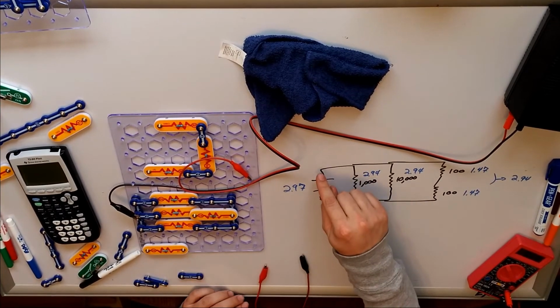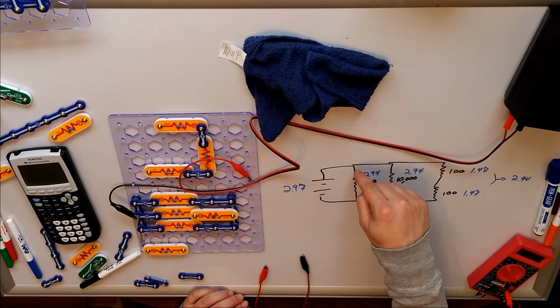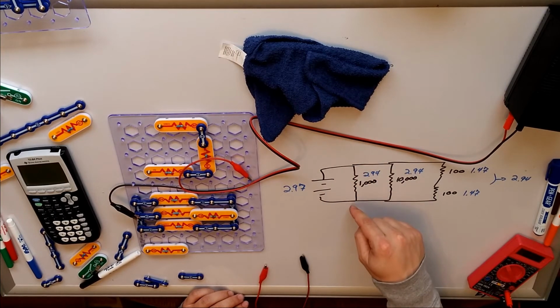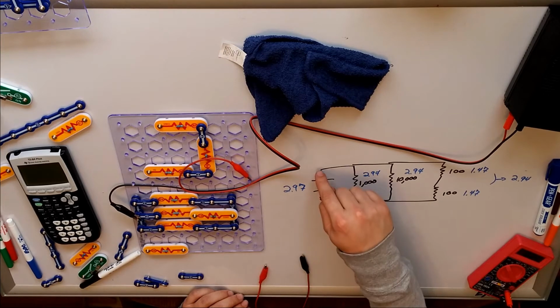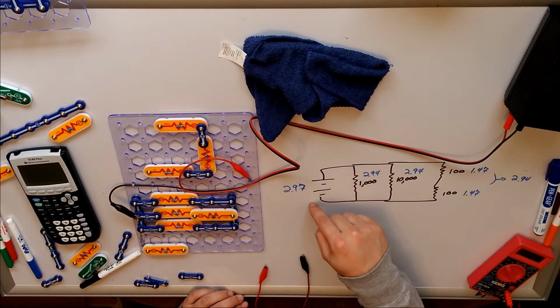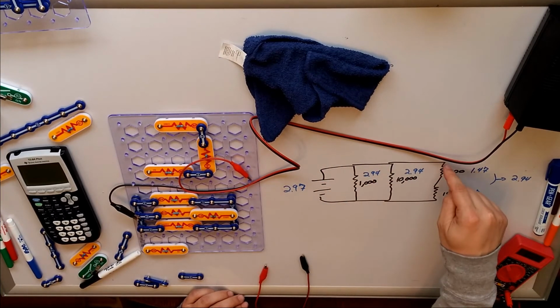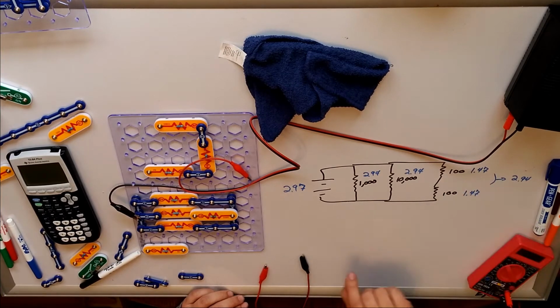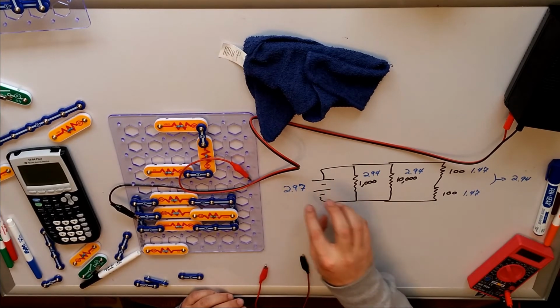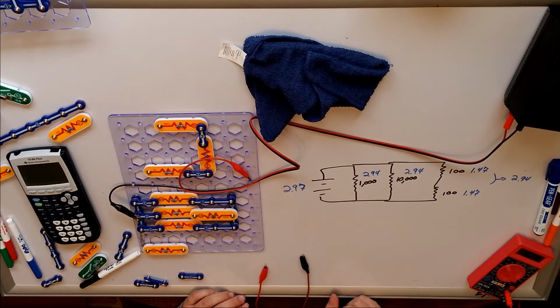So I've got positive 2.97, then I'm going to point out that we're going to call this negative 2.94. Positive 2.97, 2.94, and then they get back to the battery. And then over here, this would also go down 2.94. Batteries give energy, resistors take energy.